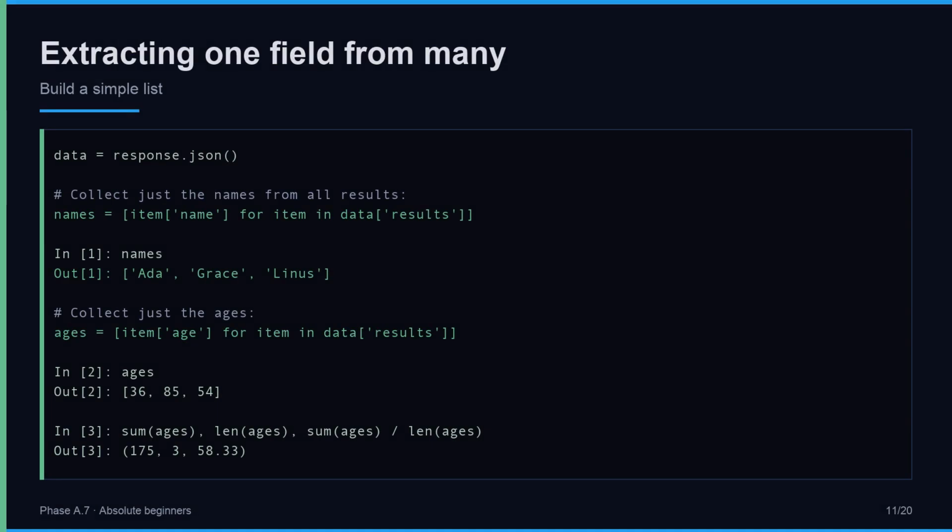A common task is to pull one field out of every item in a list. A list comprehension does this cleanly. names = [item["name"] for item in data["results"]]. That gives you a list of just the names, Ada, Grace, Linus. The same pattern gives you just the ages. Once you have a list of numbers, you can sum them, count them, average them, all with the tools you already know. The API gave you the data, your existing Python skills turn it into answers. Pull one field from many.